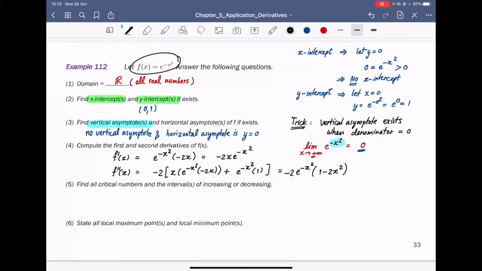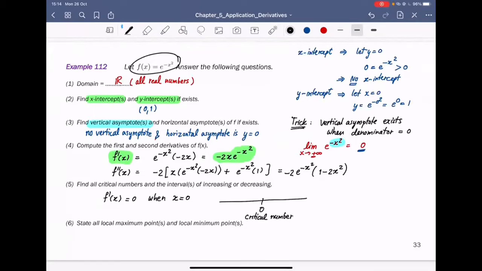And then after that, we need all critical numbers and the intervals of increasing and decreasing. So let's look at this thing. We're gonna have f prime of x equal to negative 2x e to the minus x squared. So here you can see that f prime of x equals 0 when x equals 0, right? When x equals 0, the first derivative is equal to 0. So that means 0 is the critical point. Critical number, sorry.